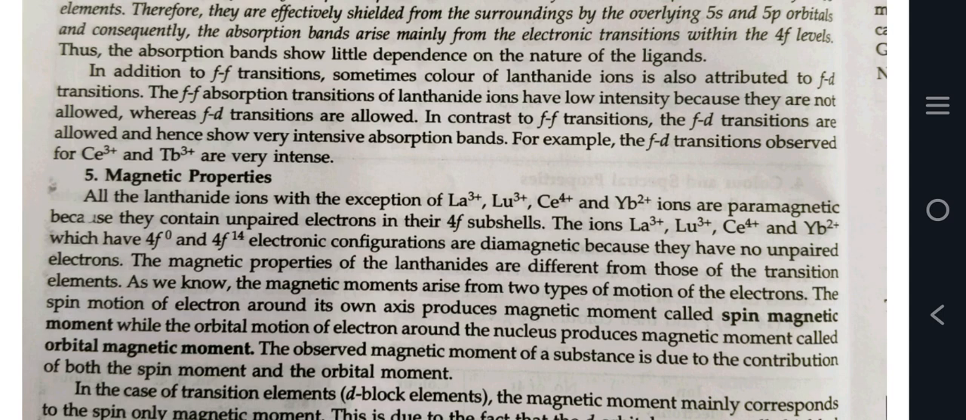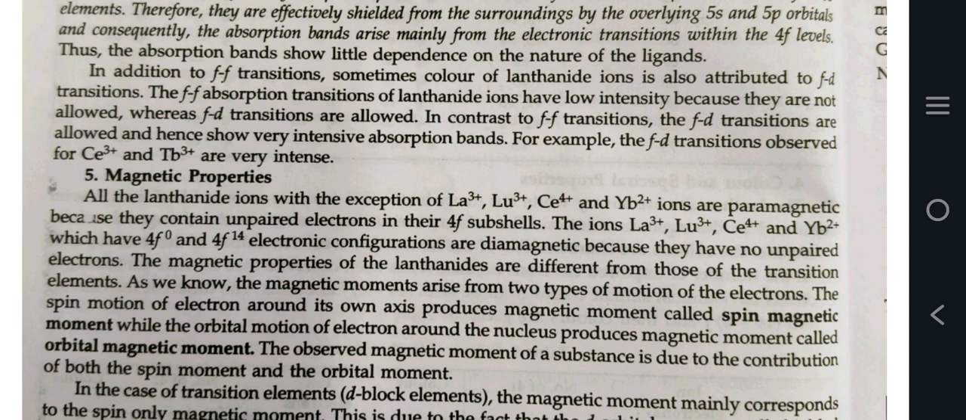Magnetic properties. All the lanthanide ions, with the exception of La3+, Lu3+, Ce4+ and Yb2+ ions, are paramagnetic because they contain unpaired electrons in their 4f subshell. The ions La3+, Lu3+, Ce4+ and Yb2+, which have 4f0 and 4f14 electronic configurations, are diamagnetic because they have no unpaired electrons. The magnetic properties of lanthanides are different from those of the transition elements.